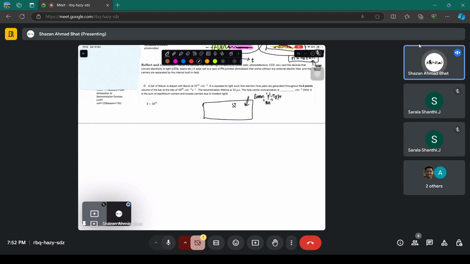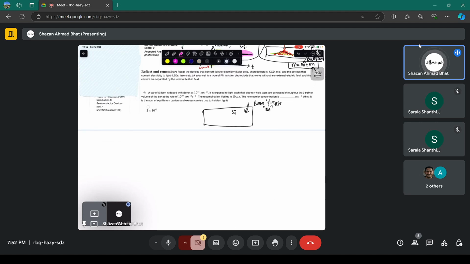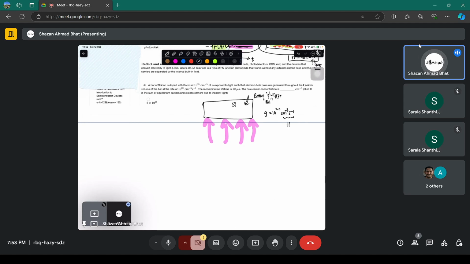Okay. It is exposed to light such that electron hole pairs are generated through the volume of the bar at the rate. So the light is exposed to this particular system throughout the volume, and the generation rate is basically 10 to the power 20 per centimeter cube per second. This is the unit of generation. It is number per unit volume per unit time. Okay, this is the generation rate which is given. And the recombination lifetime is also given, which is 10 microseconds.